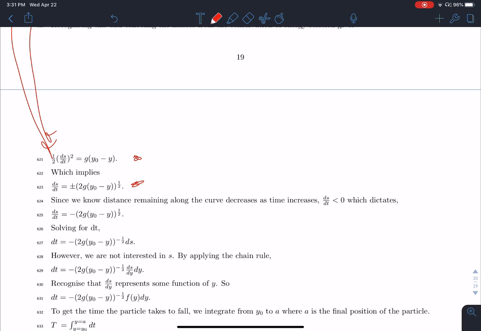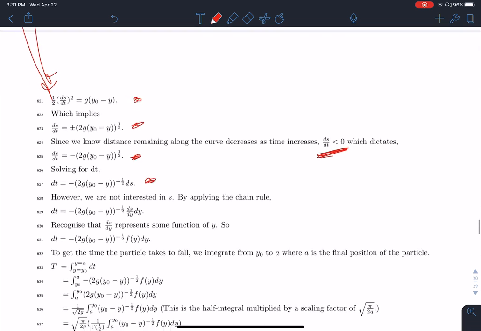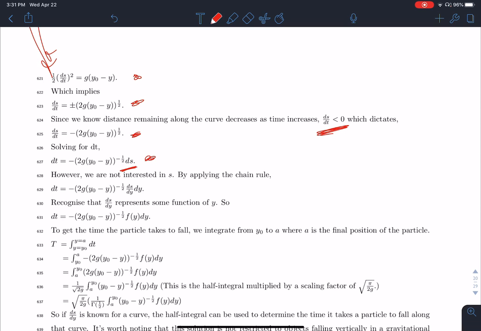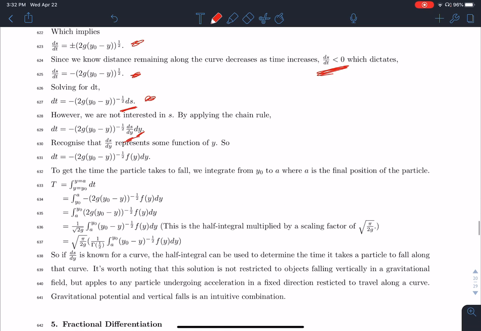And we know that ds over dt is going to be less than 0, so we don't have to worry about the plus or minus. And solving for dt, we get this. We don't really care about ds, so we don't want this ds on the outside. We want a dy on the outside, so we can do that with the chain rule. Fairly straightforward. Recognize that ds/dy is a function of y, so let's just write it as that.